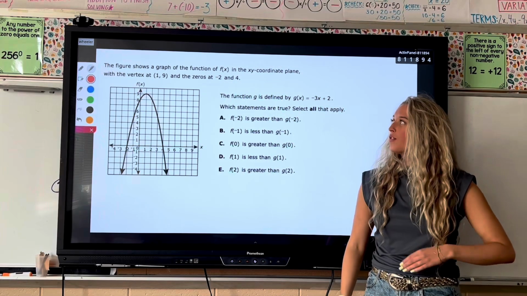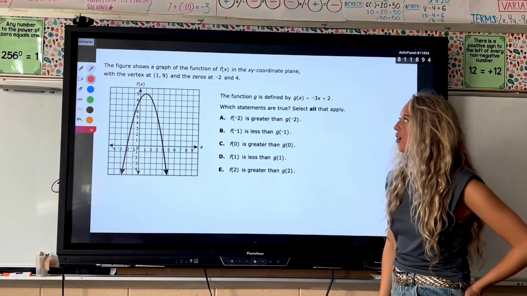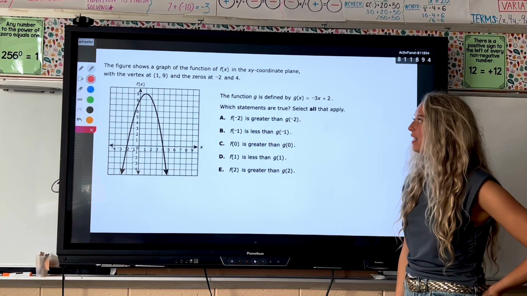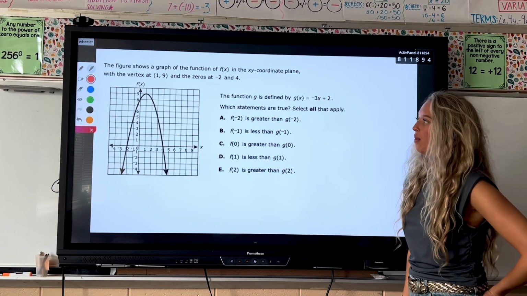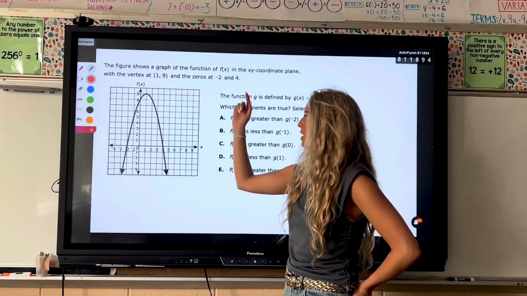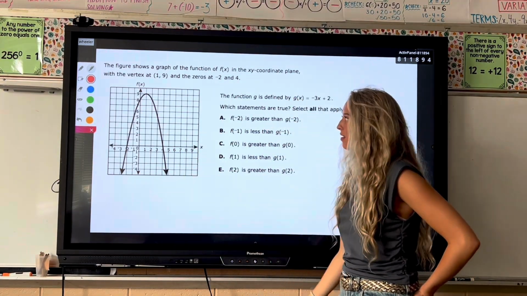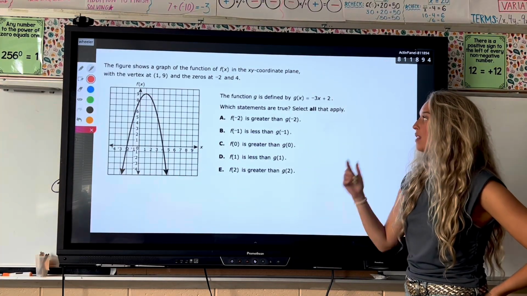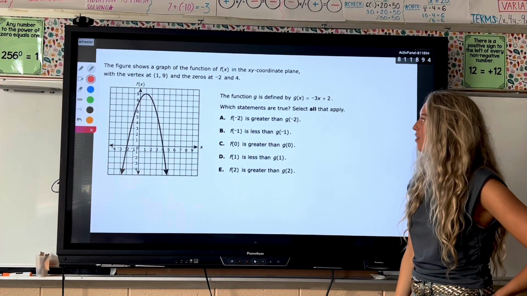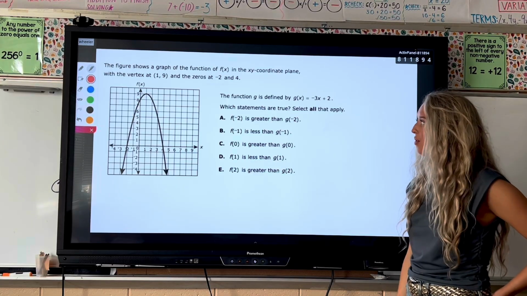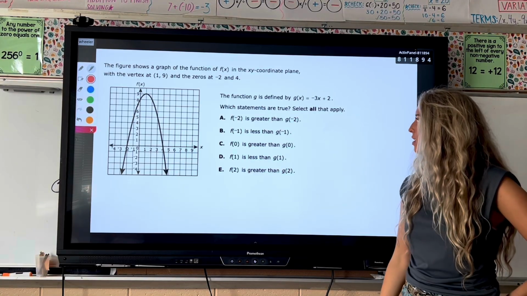This question says the figure shows a graph of the function f of x in the xy coordinate plane with a vertex at (1, 9) and zeros at -2 and 4. So we know the vertex, we know the zeros, we have a picture of the parabola that is f of x. We also now know that there is a function g, which is defined by g of x equals -3x plus 2. And it says which statements are true, select all that apply.